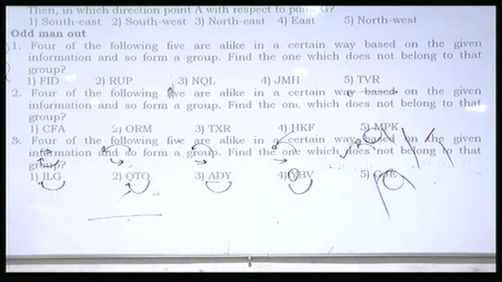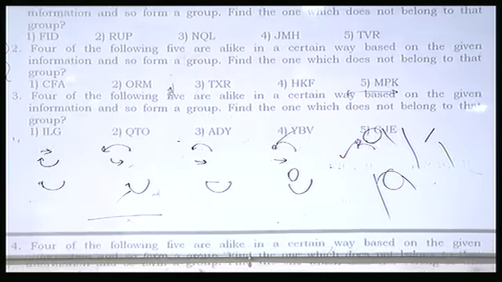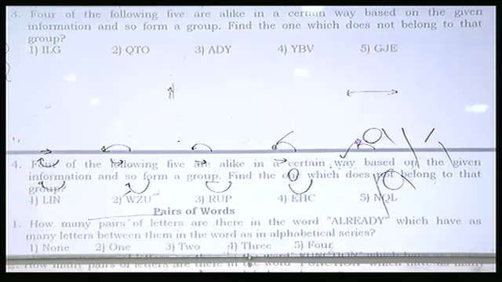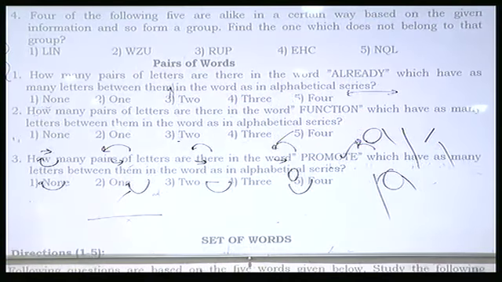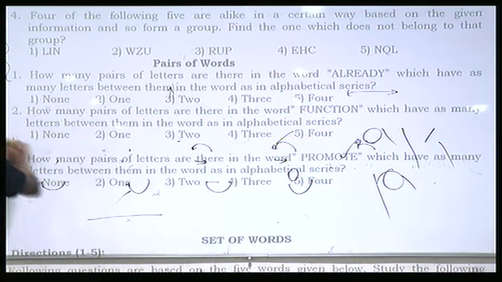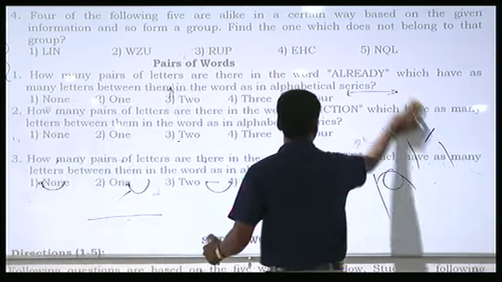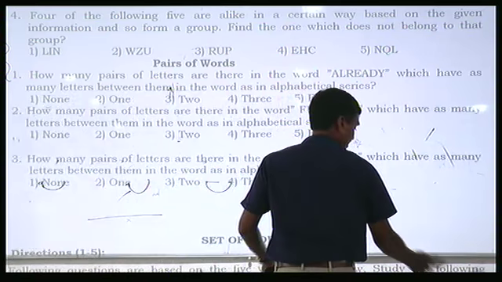Clear now? Please do not try to represent the letters with the place values. Then pairs of words. Pair of words already. Then between already, how many such pairs of letters are there? Okay? Already. Then on the screen itself try to work out this rather than writing out separately.